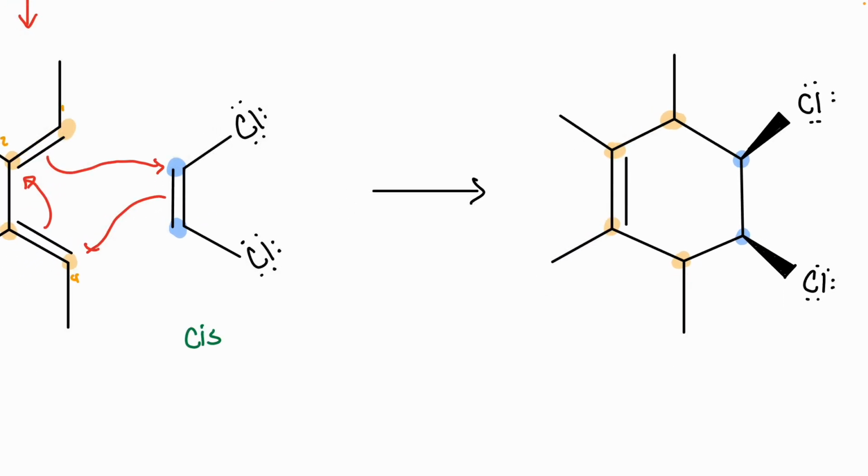Okay, because we started out with a cis dienophile, we're going to get a cis ring.